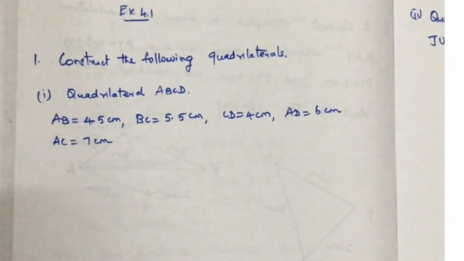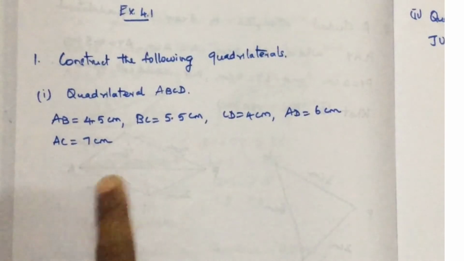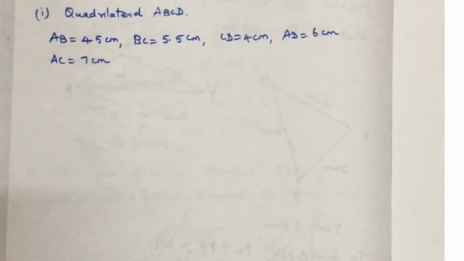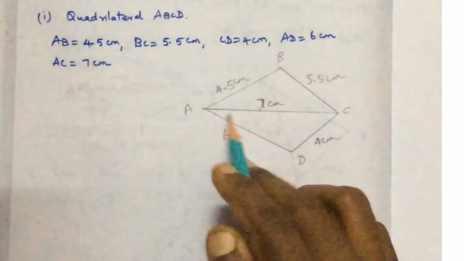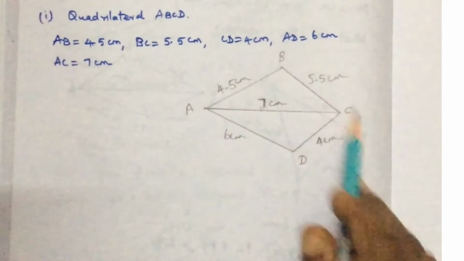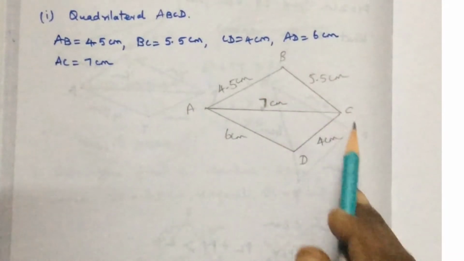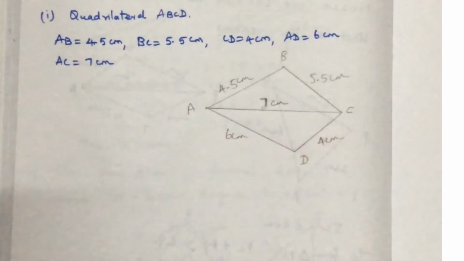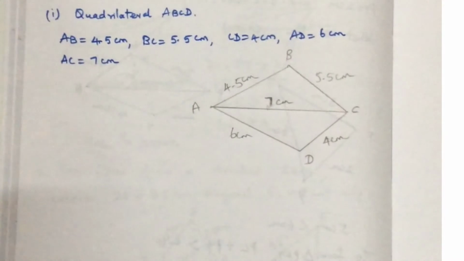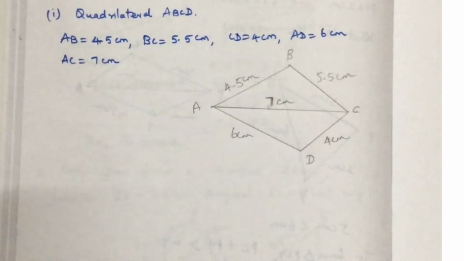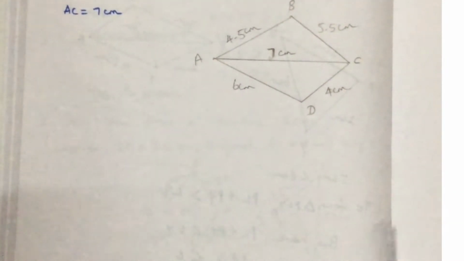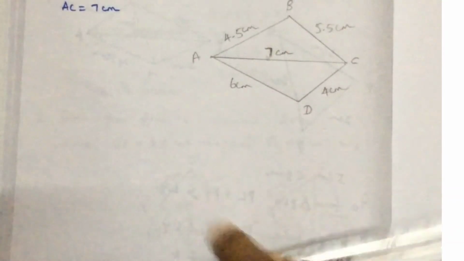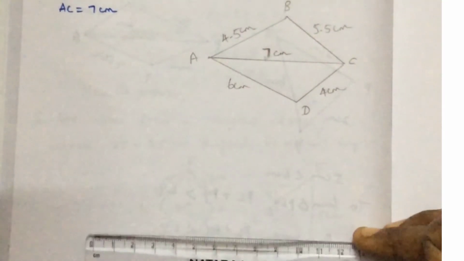Start with exercise 4.1. So first we are going to construct a quadrilateral for this. First we will draw a rough diagram. This is the rough sketch I have made. This is a quadrilateral, so A, B, C and D. AB, BC, CD and AD, and this is AC. Now I am going to construct this. We already solved an example problem. We know how to do that. Let me do it. First you have to draw this line AC of 7 centimeter length. So let me start doing that.